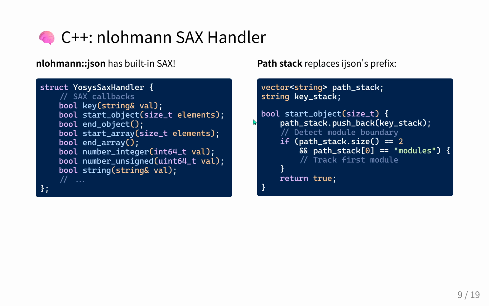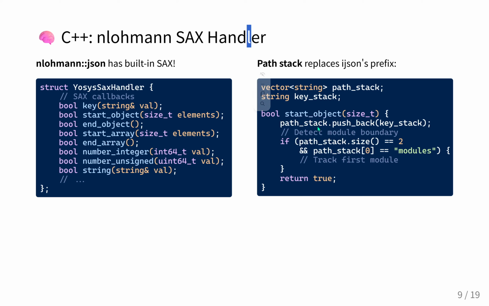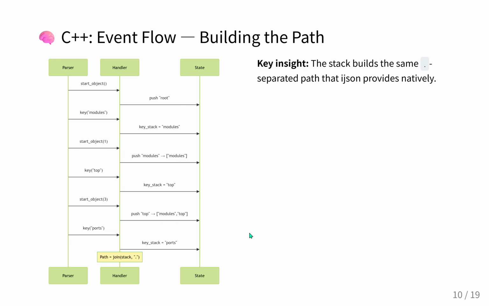Well, a stack is a last in, first out data structure. Every time the SAX parser fires a start object callback, the C++ code pushes the current key name onto the top of the stack. Okay, so it pushes modules, then it pushes my chip, then it pushes cells. When it finally hits an end object callback, it simply pops the top name off the stack. I see. By looking at whatever is currently resting on the stack, the program dynamically pieces together a dot-separated path that is functionally identical to what Python provided natively.